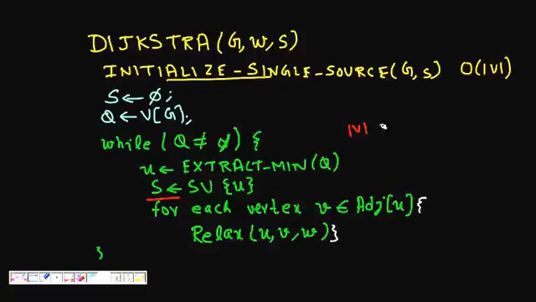U is extract min. If Q is an array of size |V| and you have to extract the minimum, it will cost O of |V|. This is done |V| times, so it will be O of |V| square. Then S is S union U, so U is added. For each vertex v adjacent to u, relax (u, v, w).